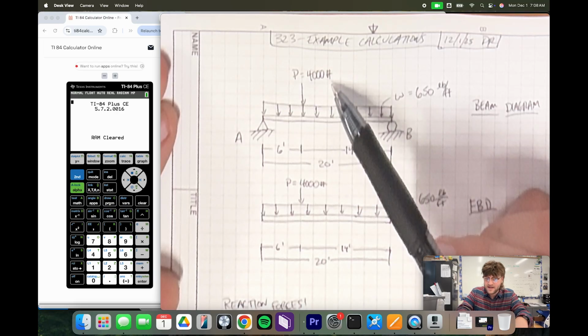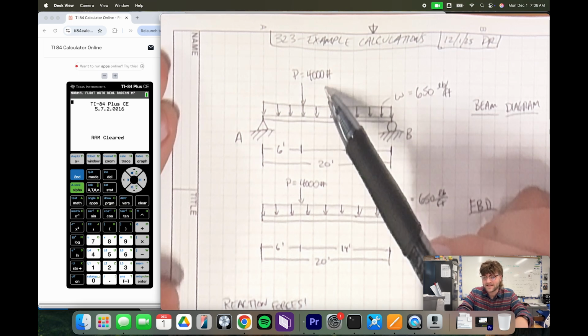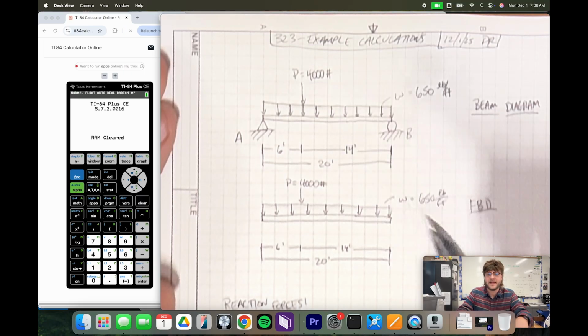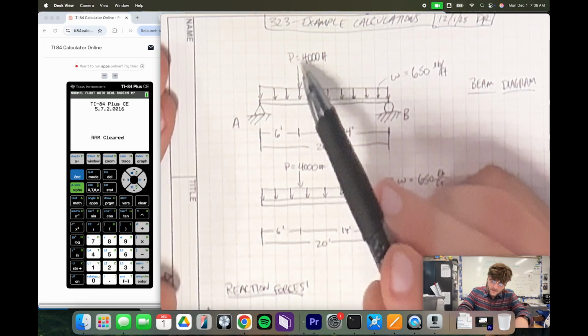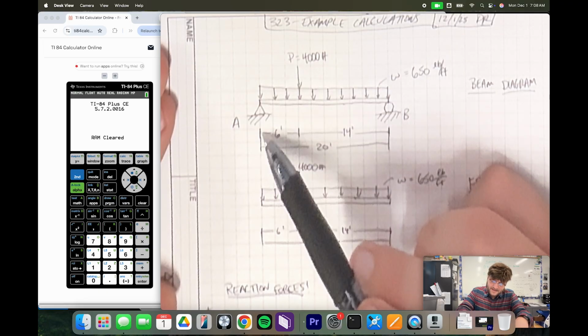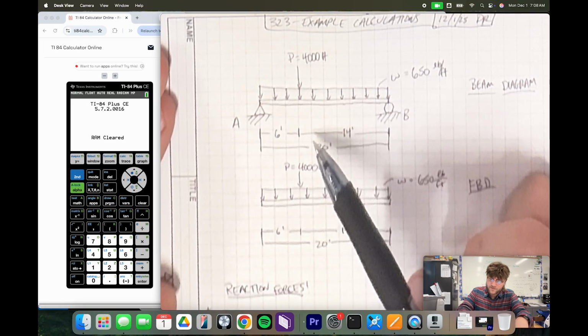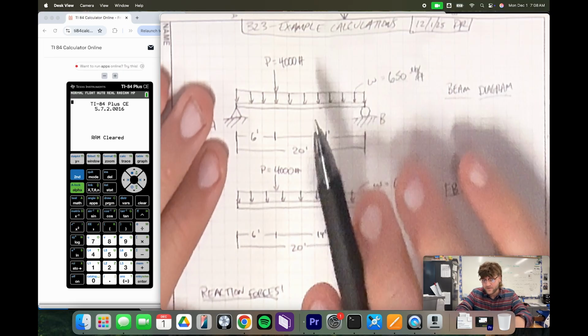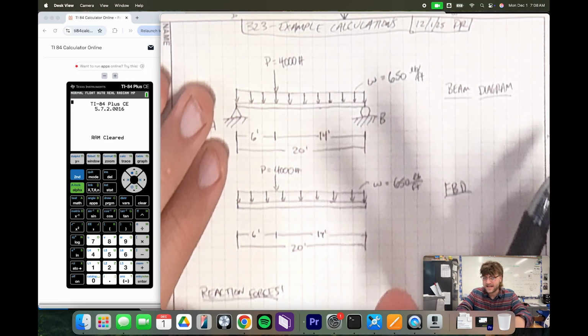And then we have the pound symbol here, which is what they'll use at times to represent something that's in pounds. And so that's why that's 4,000 pounds. We can see also this is placed 6 feet away from point A or also 14 feet away from point B.